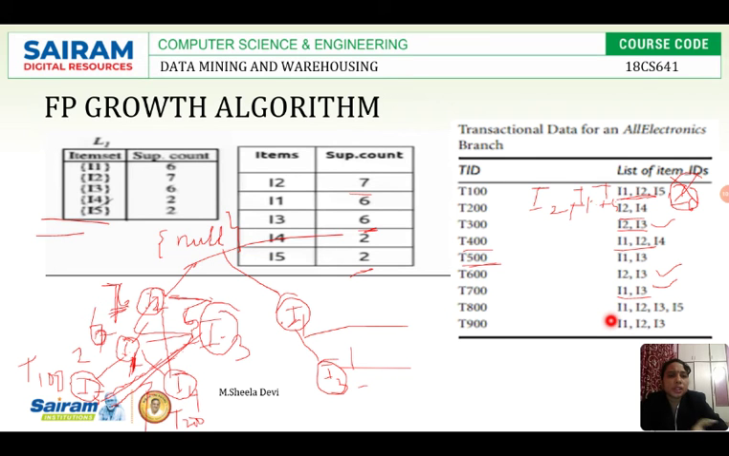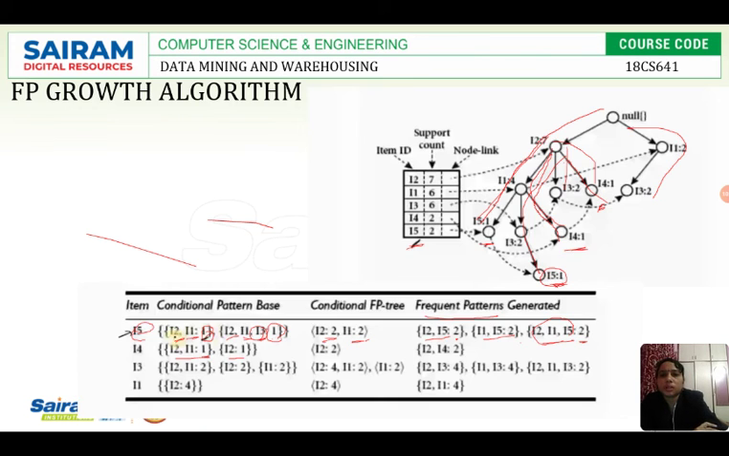So I1, I3, I2, I3. So we will take it as 2. And here I1, I2, I3, I5 and I1, I2, I3. So 4 times it is repeated. Okay. So we have to write all the things.